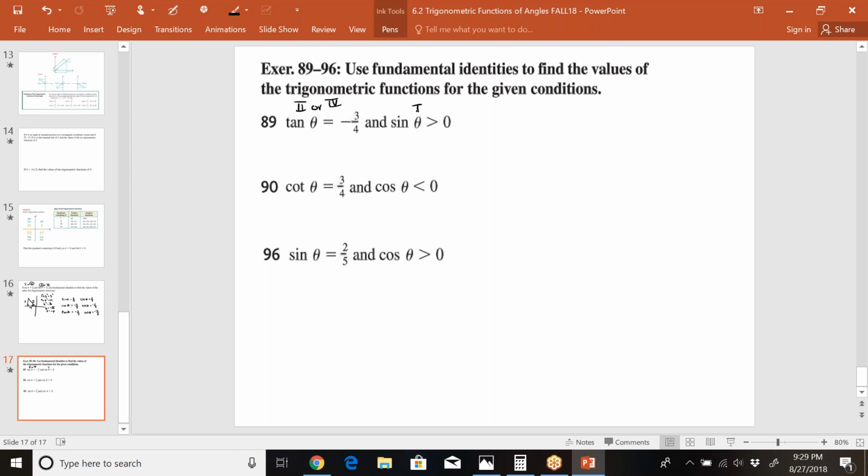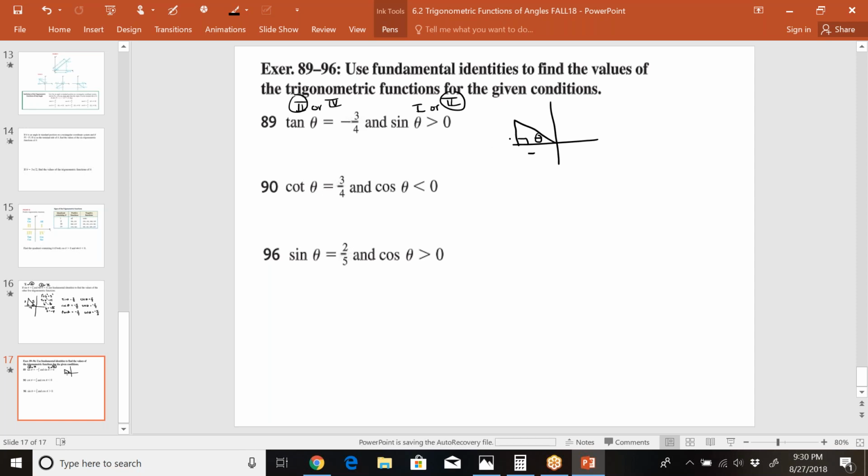Sine is positive in quad 1 or 2. Again, go back to your picture to verify that. So the thing that these two have in common, again, is quad 2. So where I'm going to draw my picture is in quad 2. And I'm going to label this as, remember, opposite over adjacent. Now, you don't know which one of those is negative if you don't get your quadrant correct.